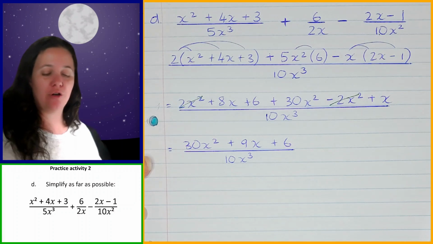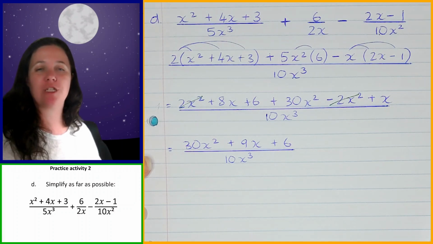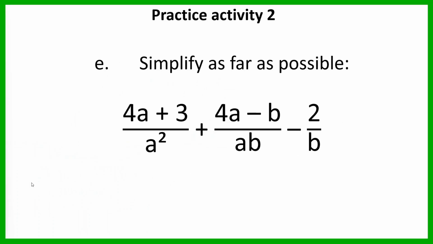Right, now let's go on to the last one for today, which is question E. Here we've got 4a plus 3 over a squared plus 4a minus b over ab minus 2 over b. I need to give you 2 minutes for this question as well.